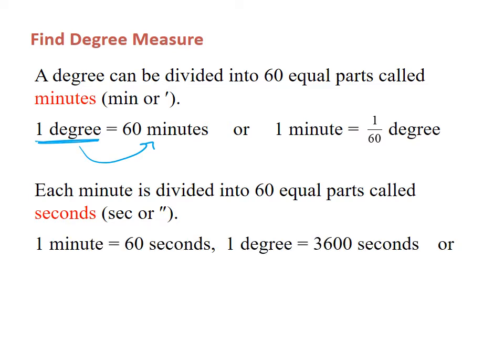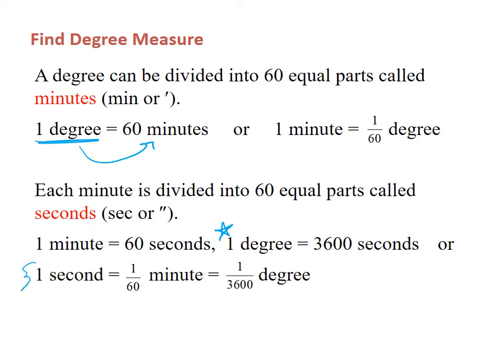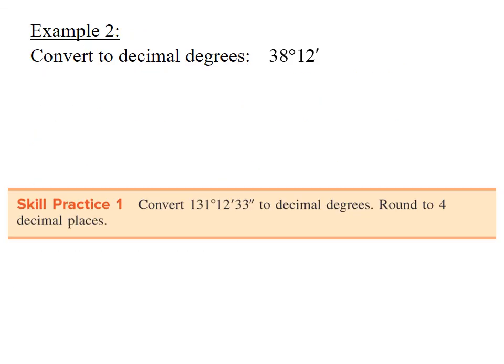So 1 minute is 60 seconds, and 1 degree is 3,600 seconds. Okay. We can take it one step further and say that 1 second is 1/60th of a minute, or 1 second is 1/3600th degree. So what we're going to do is take these conversions and convert values that are given to us in degrees, minutes, and seconds, and we're just going to convert them to degrees.